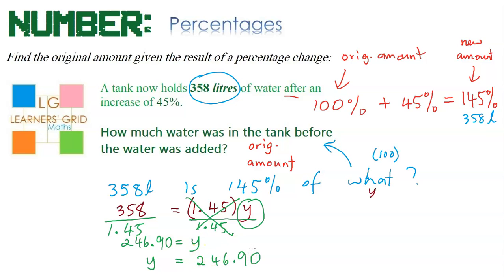Okay, so now I can actually put in my final answer. What was the original amount? According to what we've just found out, the original amount was 246.9 liters. And that's how you find the answer.